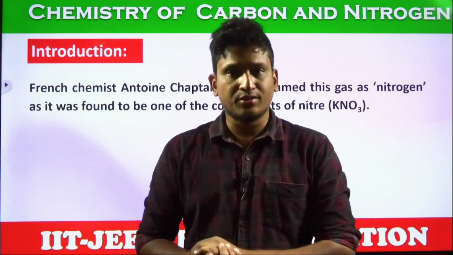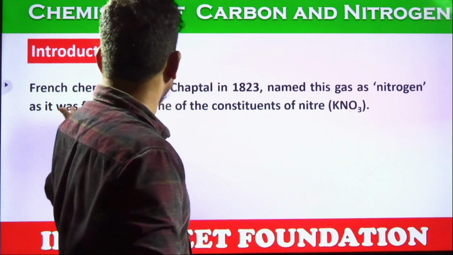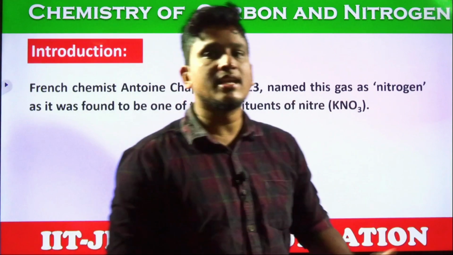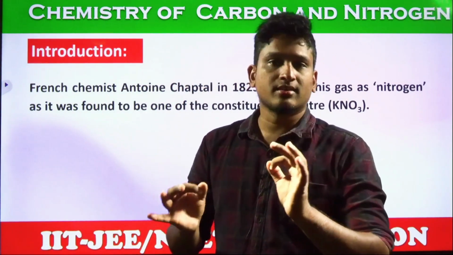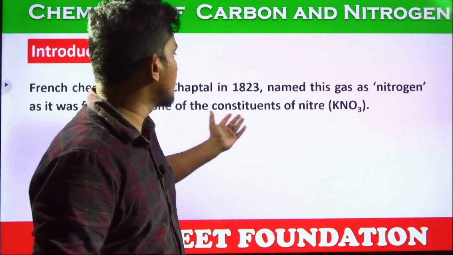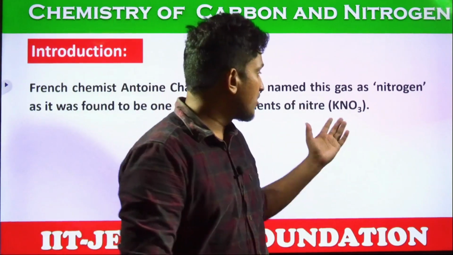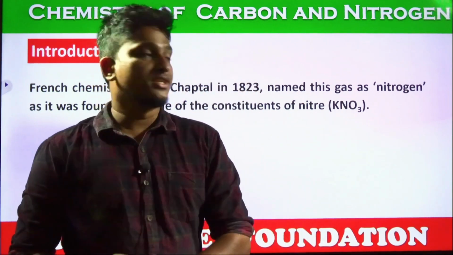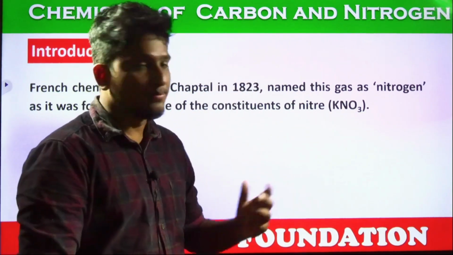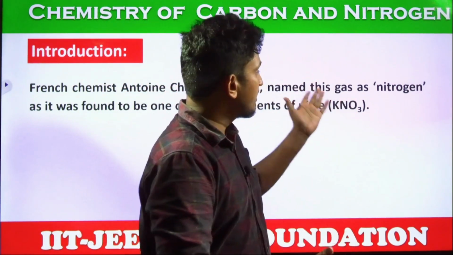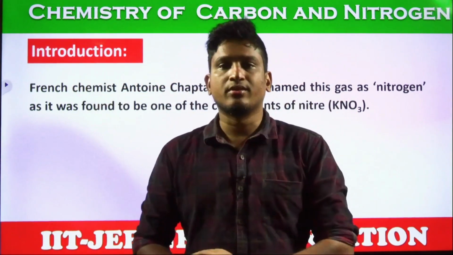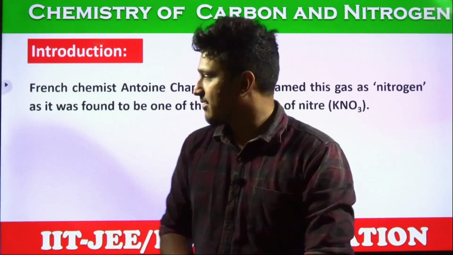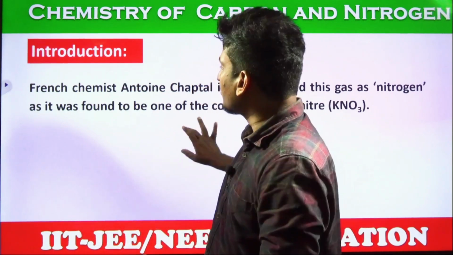First of all, students, nitrogen was discovered by the French chemist Antoine Chaptal in 1823, who named this gas nitrogen. Niter is one of the famous salts, which is potassium nitrate. This is also called Indian saltpeter, which has many uses, like in gunpowder. Since niter can be produced from this element, it is named nitrogen, meaning niter producer. That's how it got its name. So let us discuss the main points about nitrogen in this video.